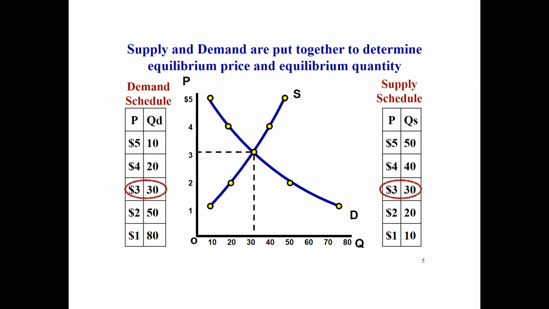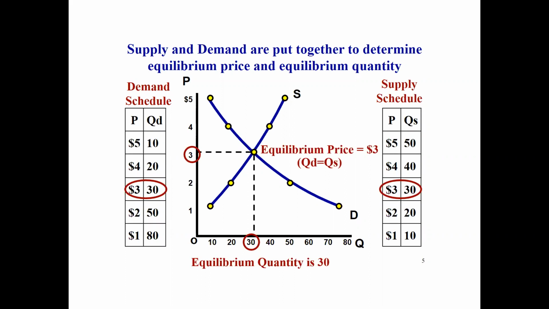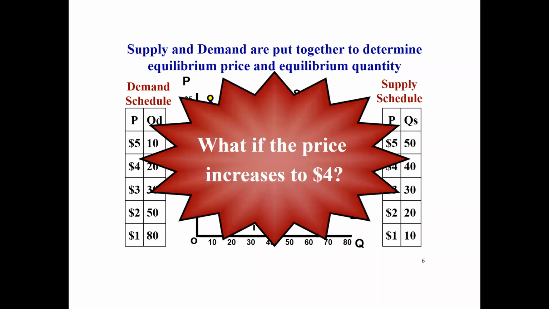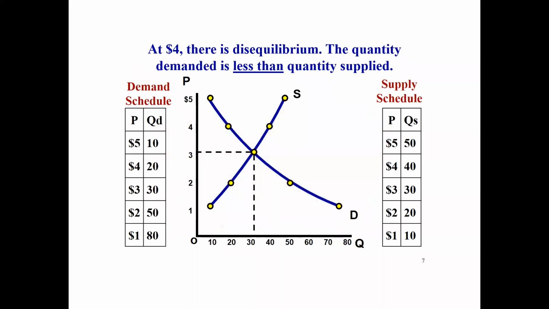Now, what if the price increases to $4? So let's look. At $4, people are demanding, let's say, 20 shirts, and producers are supplying 40 shirts. So we have a surplus of shirts, right? People want 20, we have 40.